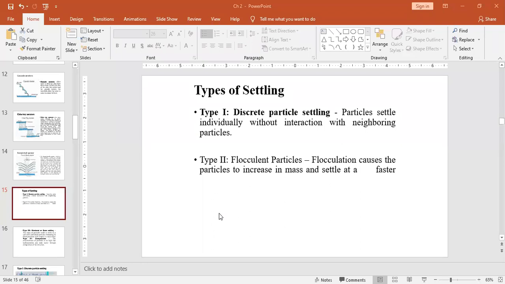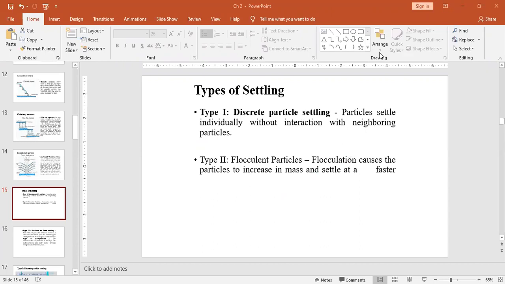There are 3 types of solids. In yesterday's lecture, in the first chapter, I told you there are 3 types of solids. What are these 3 types? First is suspended solids, then dissolved solids, and then total solids. The sum of these is the total solids. Again, suspended solids are divided into 2 types: settleable suspended solids and non-settleable suspended solids.